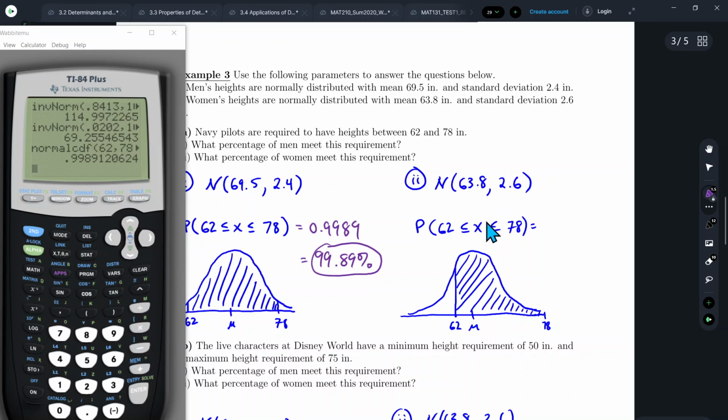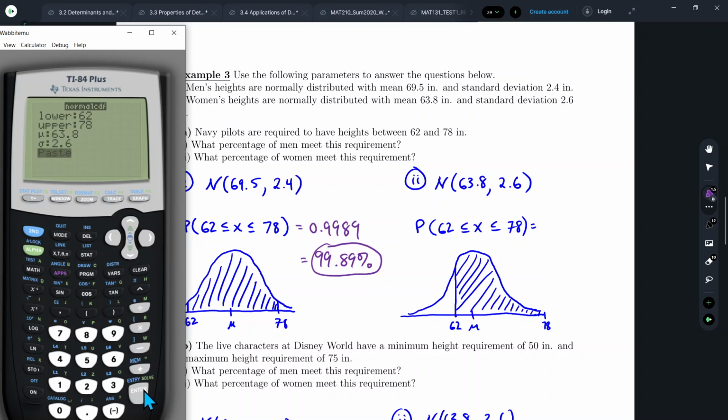But what about for the women? Here the diagram is drawn slightly differently, right? Because the mean is now at 63.8, and so 62 is much closer this time around to the mean, so I drew it over here. 78 is pretty far to the right, so it's over here, and we're trying to calculate the area of this shaded region. So here we calculate the probability where x is between 62 and 78. So again, we need the normal CDF command. The lower and the upper are the same as before, but for the women, the mean would be 63.8, and the standard deviation would be 2.6.